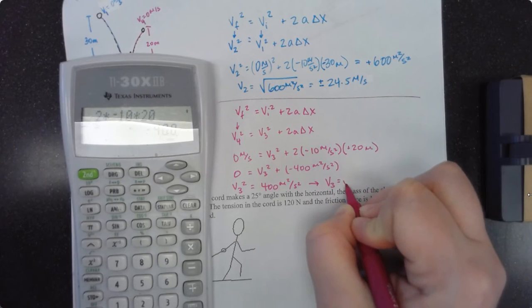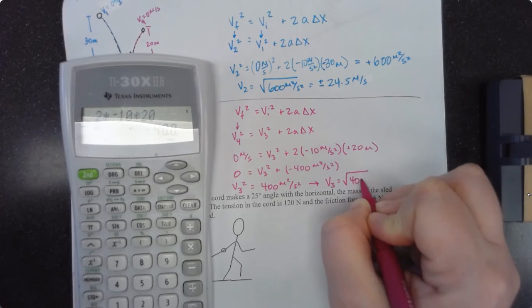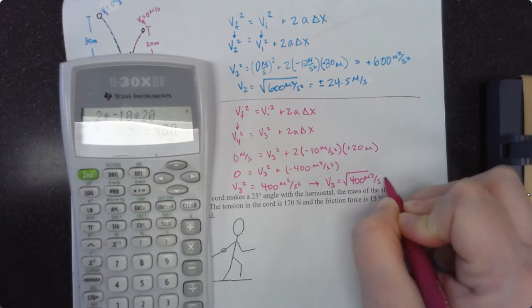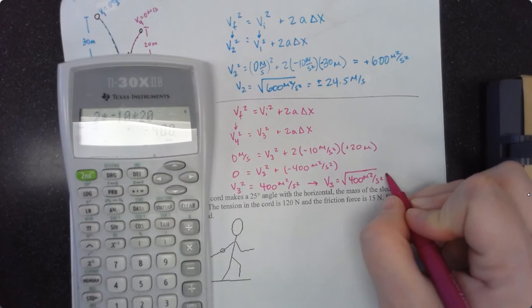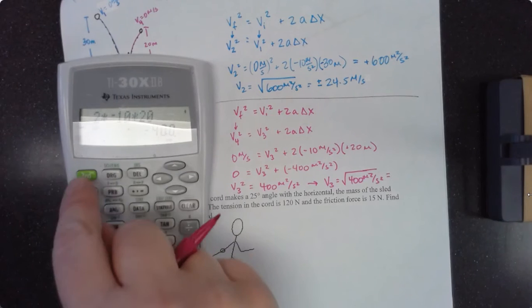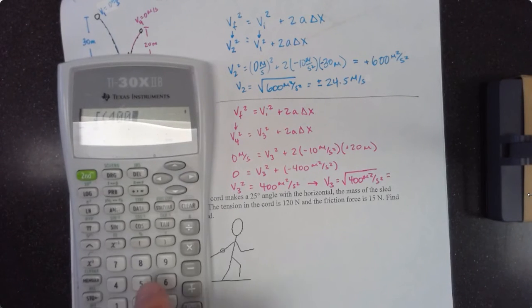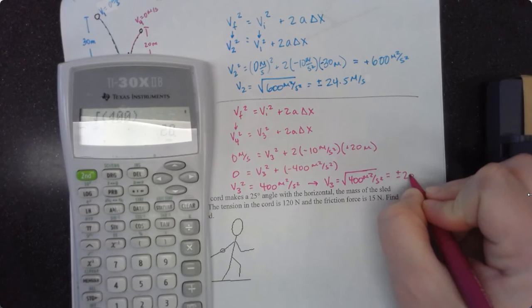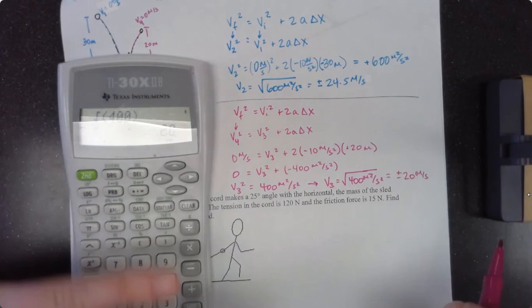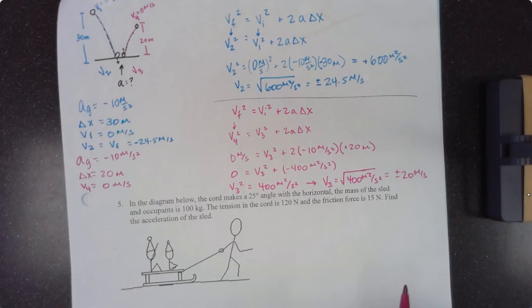And velocity 3 is going to be the square root of 400 meters squared divided by second squared. So the answer for that part is going to be plus or minus the square root of 400. So plus or minus 20 meters per second. What do you guys think? Should it be positive or negative? It's going upward, right? So it needs to be positive.